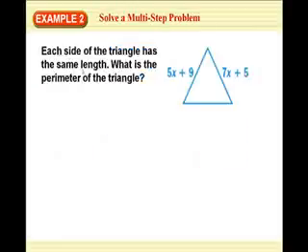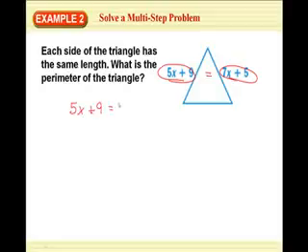And there's some pictures. So example number 2, each side of the triangle has the same length. What is the perimeter of the triangle? Okay, so if each side has the same length, what is the perimeter of this triangle? So we know that this side right here then is equal to this side. So we can set up an equation to show that. Okay, they're equal. They're the same length. So to find the length, we need to solve for x.